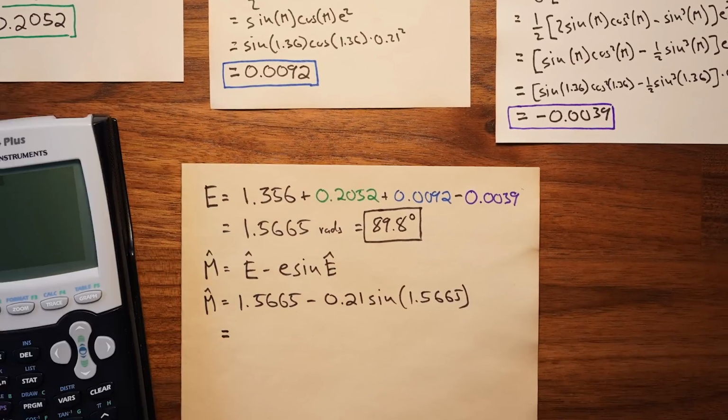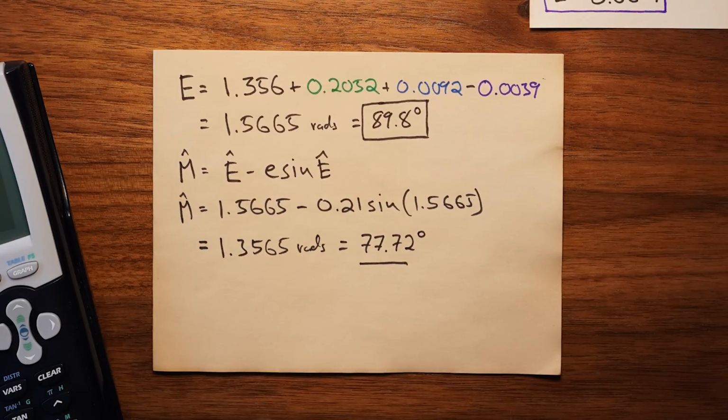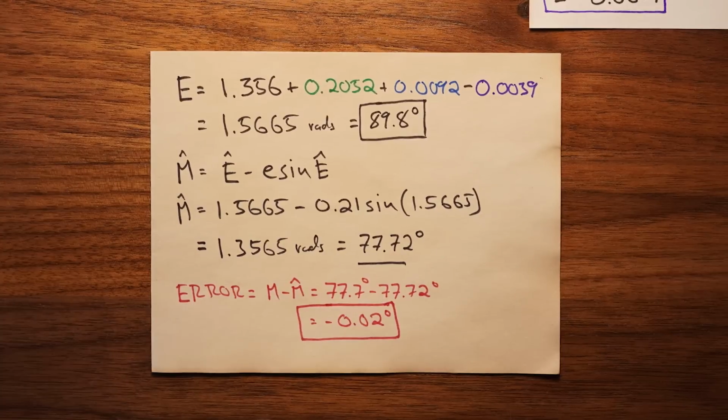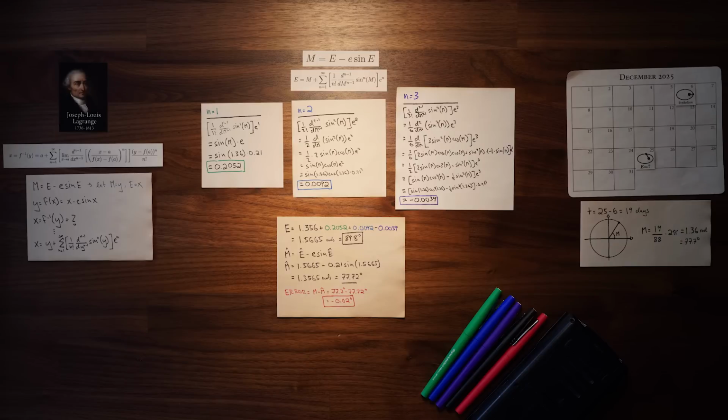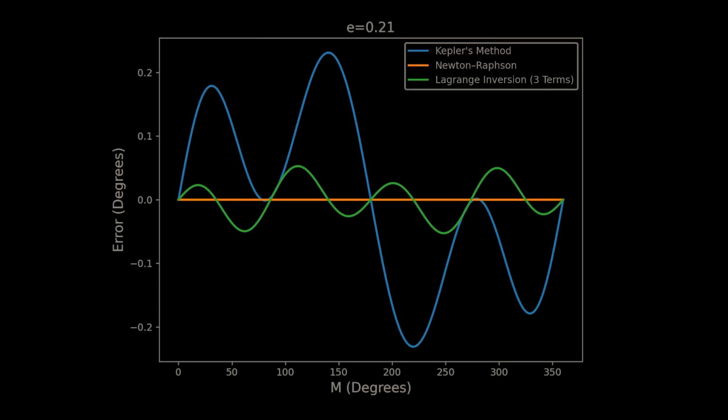We can measure the error in the same way we did with Kepler and Newton's method, by plugging our estimate of E back into Kepler's equation and computing the error in terms of M, giving an impressive error of only 0.02 degrees. So how does Lagrange's infinite series compare to Kepler and Newton's numerical methods? Plotting our errors across a full orbit of M values for Mercury, we see that Lagrange's method outperforms Kepler's approach, but not Newton's. Newton's method converges remarkably quickly to very low errors for low eccentricity orbits like this.